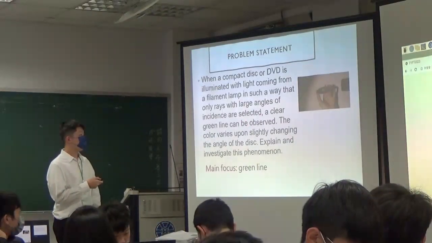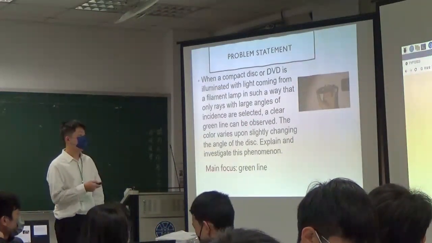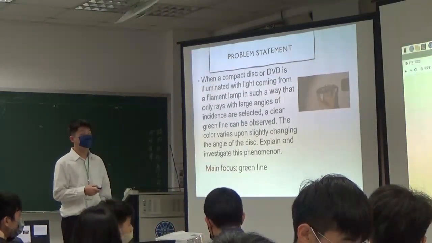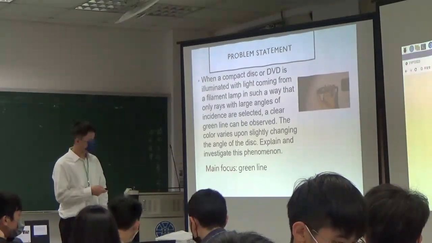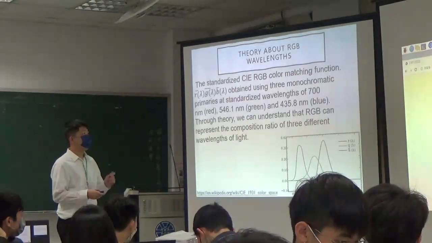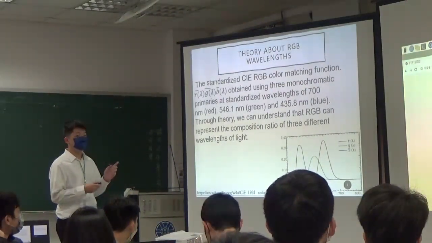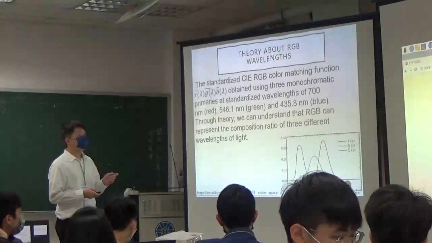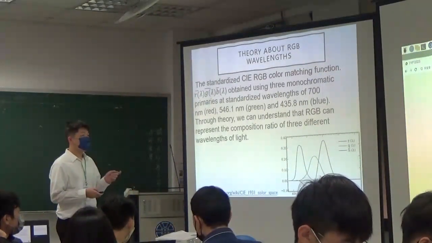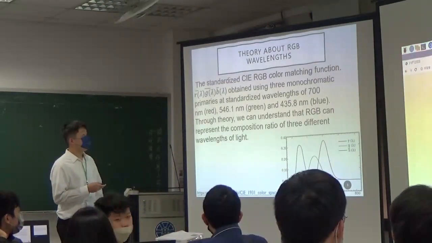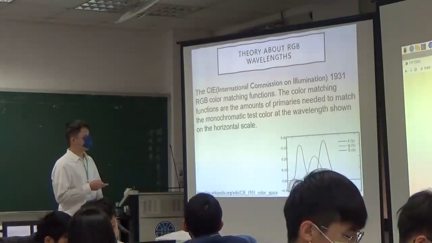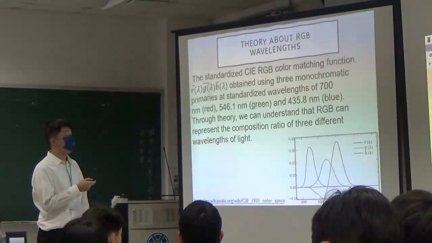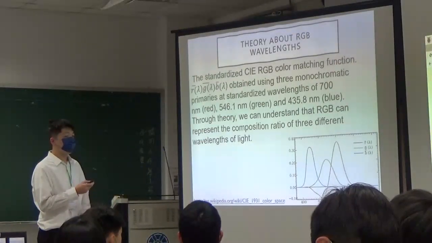The color varies upon slightly changing the angle of the disc. I will extend and investigate this, and my main focus will be on the screen. This is my first theory. The theory is about the CIE illumination combination, and it mentions that RGB color is made of 3 different lights.